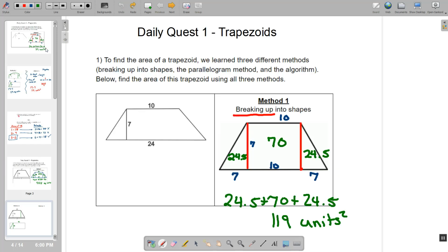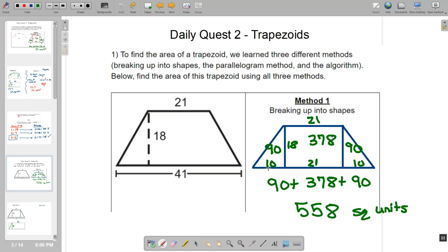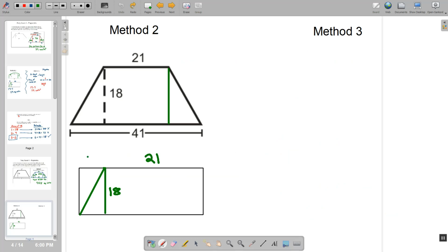From our last problem, whoops, that was the wrong one. From our last problem here, the length of the triangle had to be 10. So we're going to do 21 plus 10, which is 31. 31 times 18. Let's get a calculator out here just to double check. Wouldn't you know it? It's 558 square units, which is exactly what we wanted.